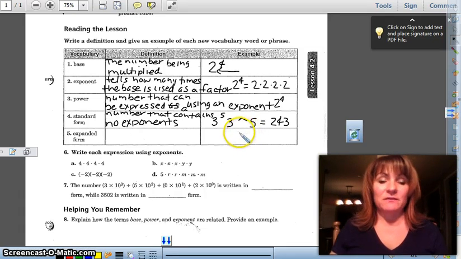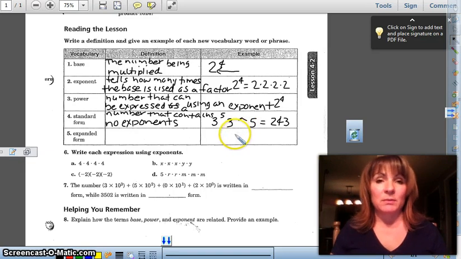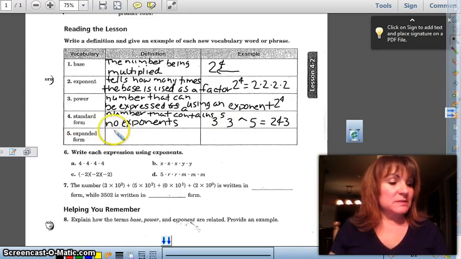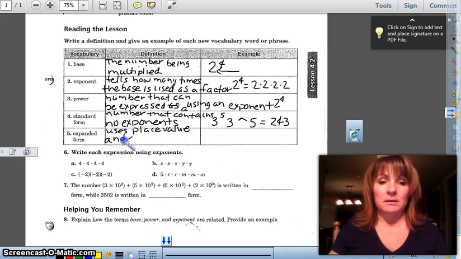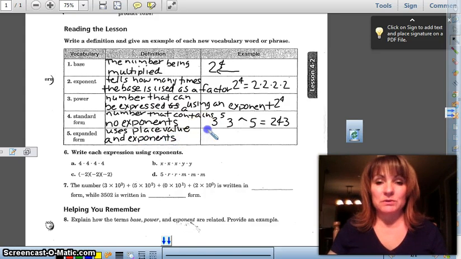Okay? Expanded form. So here's the newer part. Expanded form, not difficult. You've done this when you were in elementary school. When you wrote out a number like 243, you'd put 200 plus 40 plus 3. So you've done expanded form, but now we're going to do expanded form using exponents instead. So you've advanced up just a little bit. So expanded form uses place value and exponents.